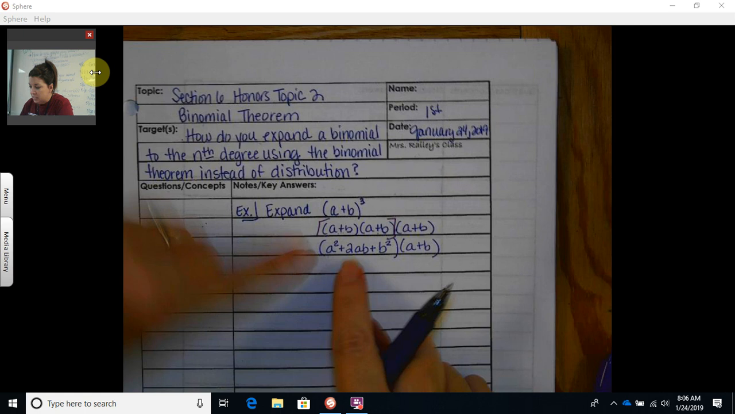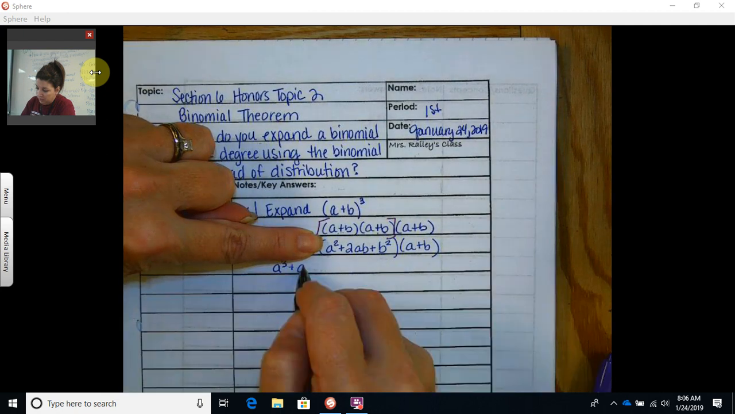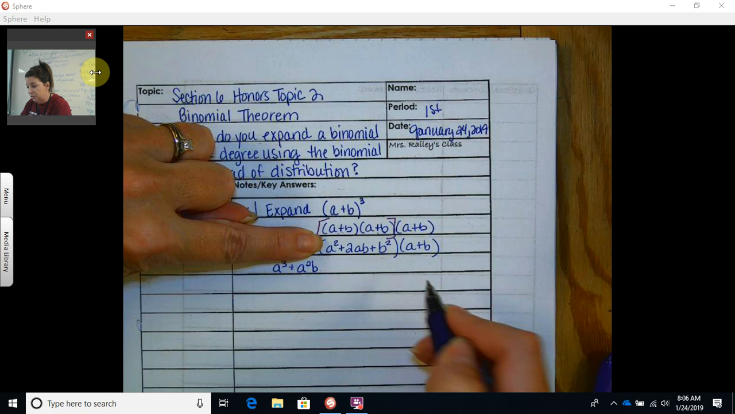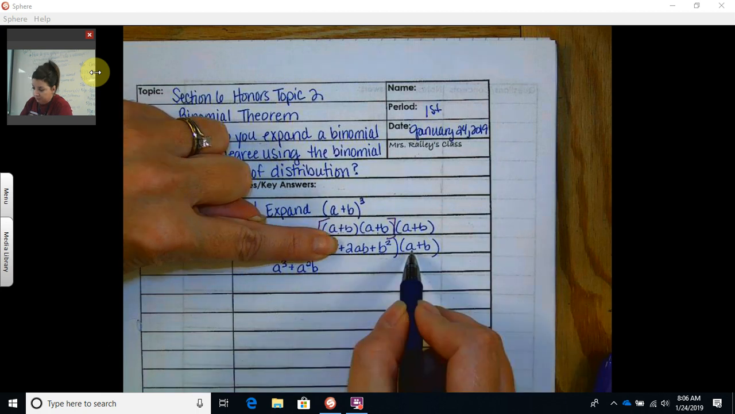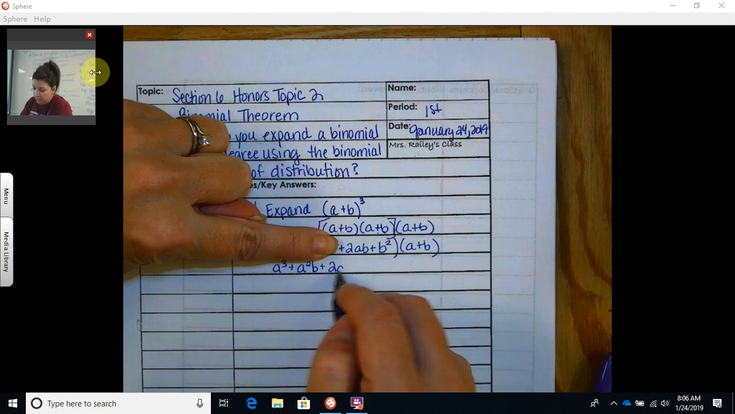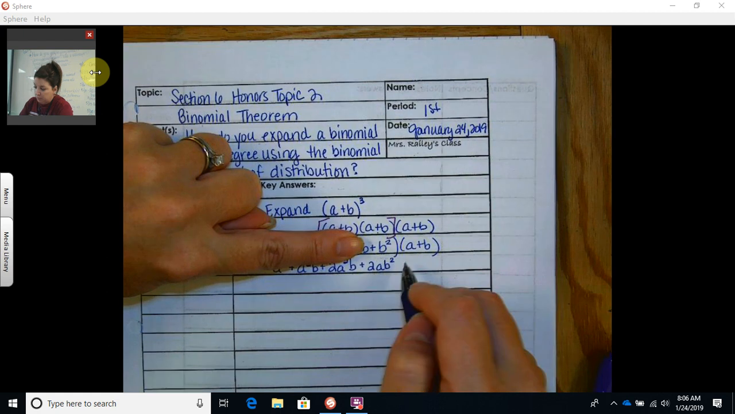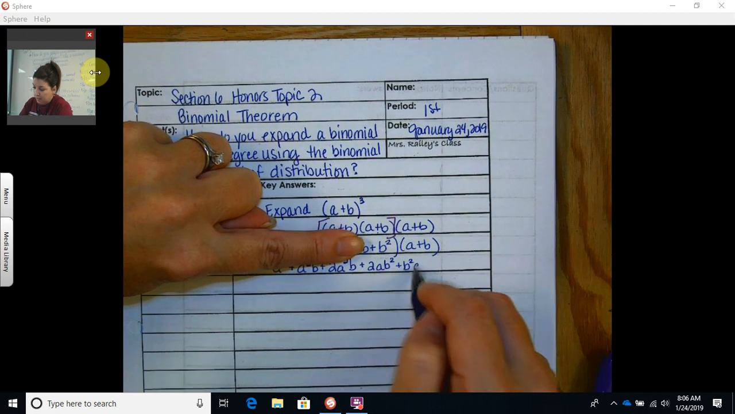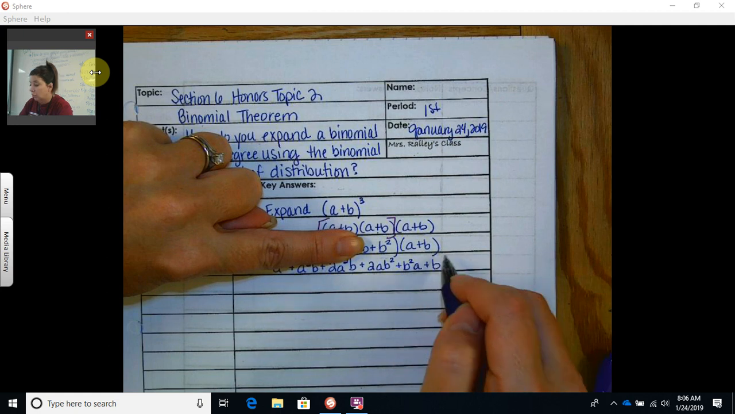What's a squared times a? A cubed. A squared times positive b, plus a squared b. Alright, let's move to the 2ab. Positive 2ab times positive a, positive 2a squared b. Positive 2ab times positive b was 2ab squared. Alright, move to the b squared. Positive b squared times a, plus b squared a. Positive b squared times positive b, plus b cubed.